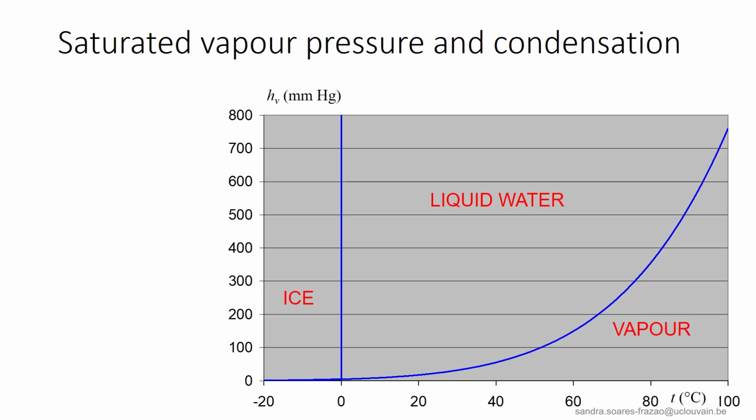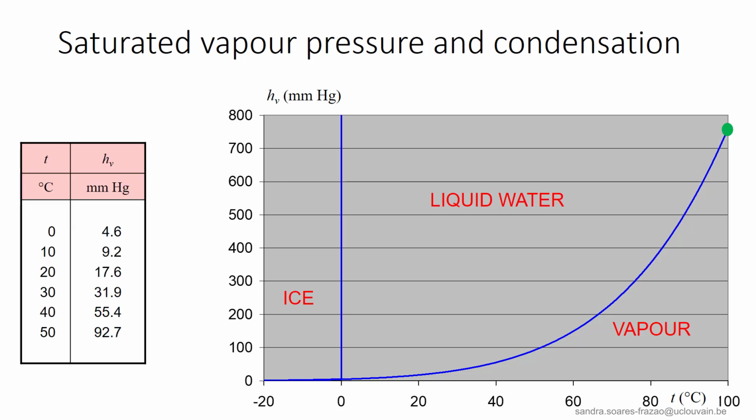The saturated vapor pressure evolves with temperature. One well-known value is at 100 degrees on the Celsius scale, when water boils at atmospheric pressure. The corresponding point is indicated here in green. Some intermediate values are given in the table, the pressure being expressed here in millimeters of mercury.